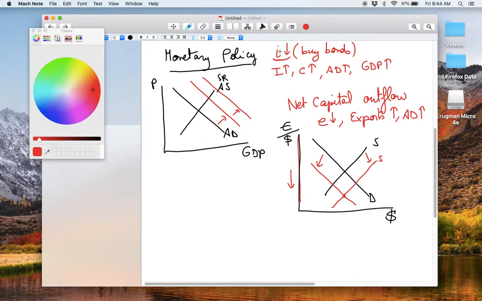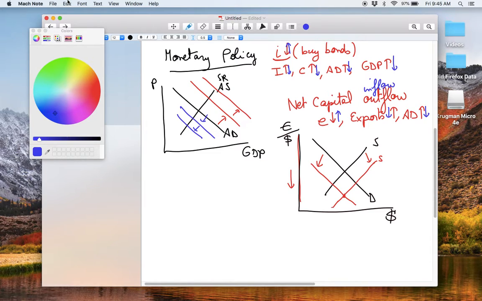And the opposite also. If the interest rate goes up, investment goes down, consumption goes down, aggregate demand goes down, the economy shrinks, there is a net capital inflow. As a result, exchange rates appreciate, exports fall, and aggregate demand is reinforced in the other direction.